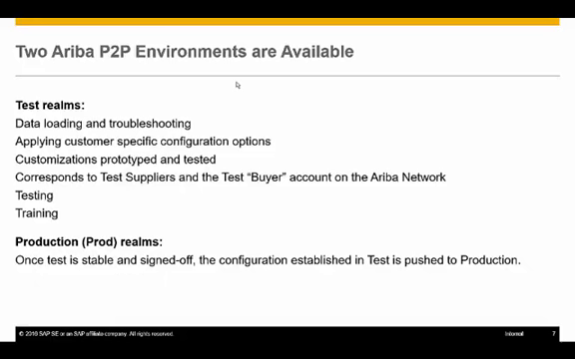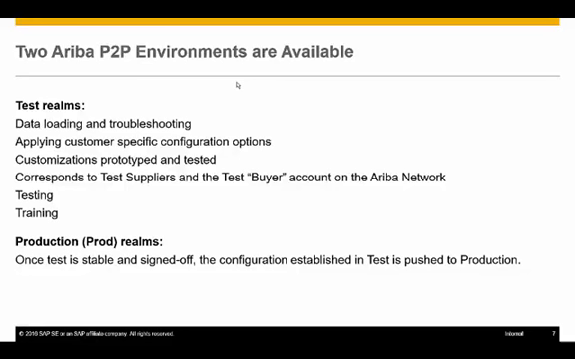Alright, this is the slide that talks about the two sites that you have purchased. You have a test site and a production site. We call them realms in Ariba, but a simpler term could be site. So the test site is used for data loading and troubleshooting. Basically, you are going to use the test site for everything till you are ready to go live on production. We are going to use the test site to do all the configuration that you want.